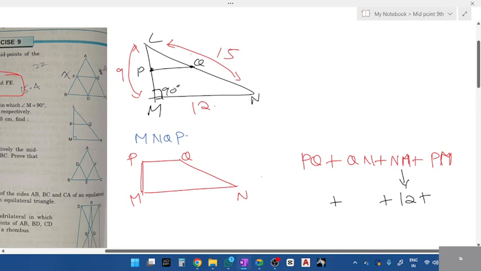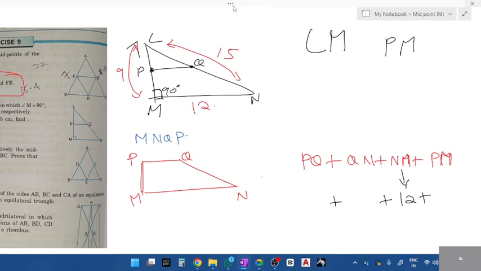Okay, according to the midpoint theorem, what did I tell you all, students? What's the total value of LM? Total value of LM given is 9. If the total value of LM is 9, what will be the value of PM? Half of it.